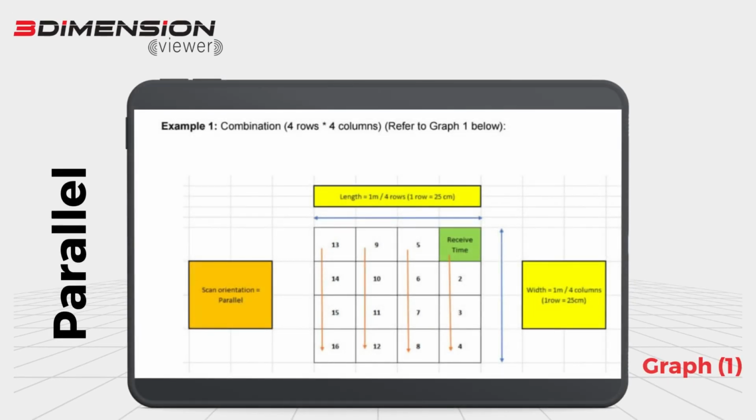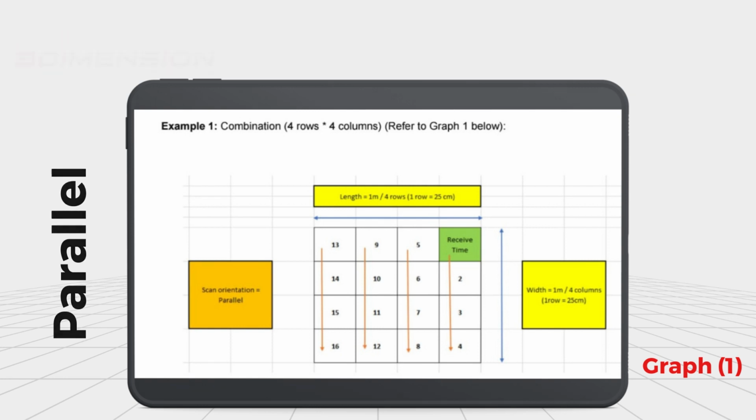Example 1. Scan orientation equals parallel. Refer to graph 1 below. Combination, 4 rows by 4 columns. Length equals 1 meter divided by 4 rows, each 1 row equals 25 centimeters. Width equals 1 meter divided by 4 columns, each 1 column equals 25 centimeters.